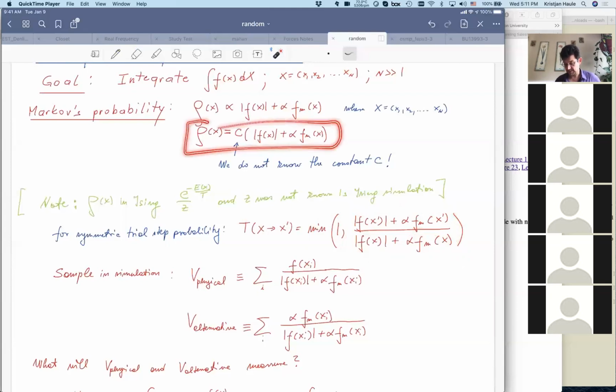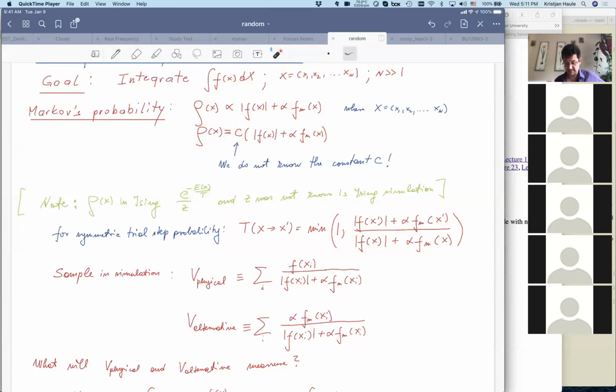We discussed this before, how the transition probability is the ratio between the two rhos: the rho of the new configuration divided by the old configuration. Now the point is that when you calculate the actual transition probability, you see this constant C is cancelled. And so basically we don't know this constant.